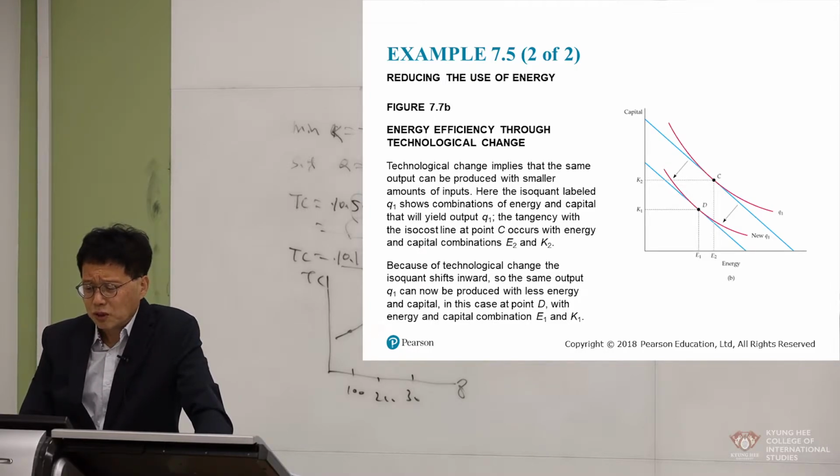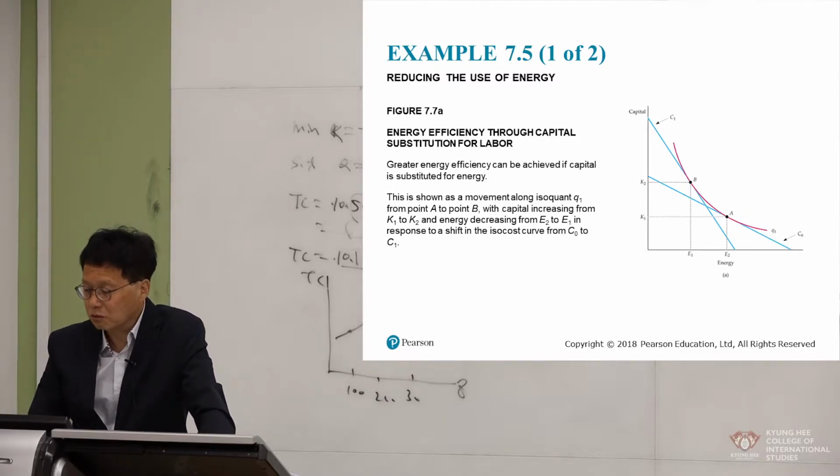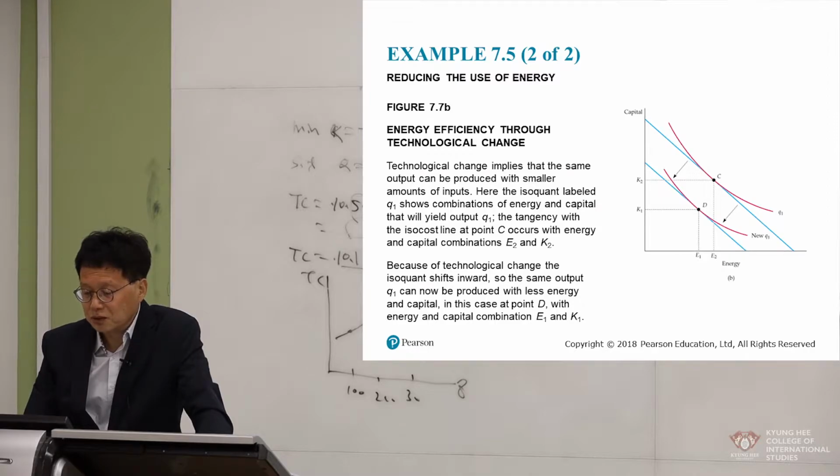But there is another way of reducing the use of energy. That is energy efficiency through technological change. Earlier, it was energy efficiency through capital substitution for labor. Capital was used more widely, right? But section 2 is energy efficiency through technological change.